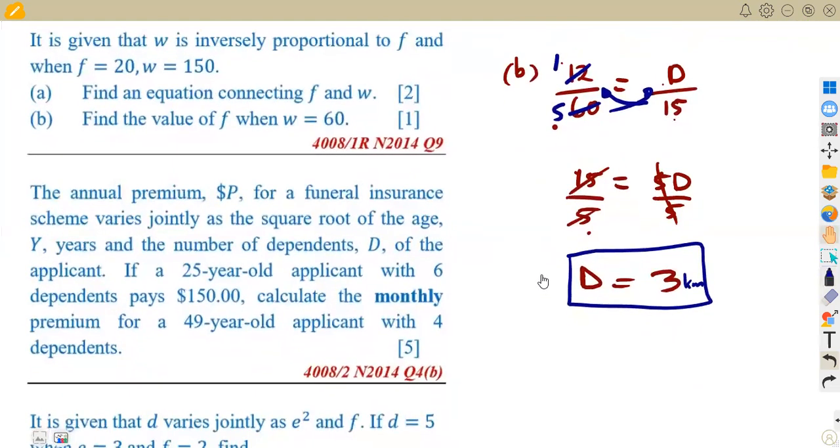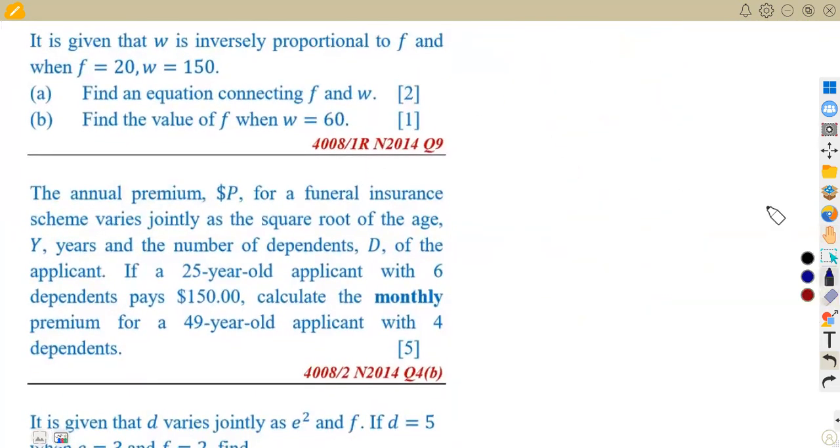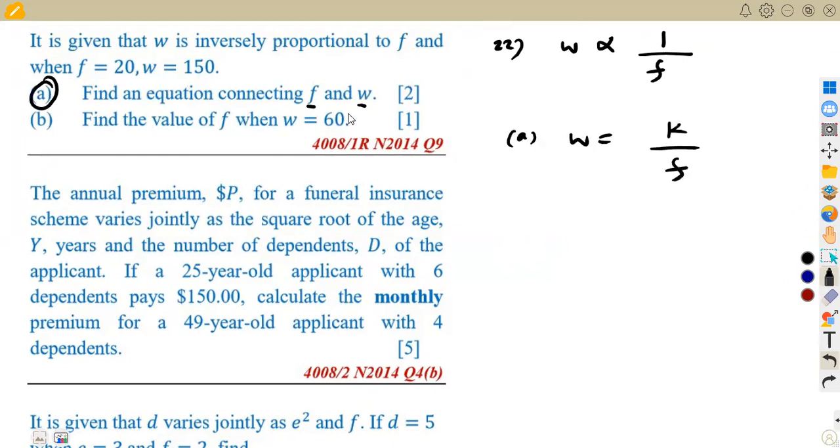Then it is given that W varies inversely proportional. So I think these ones, guys, we are now used to direct and inverse, these typical questions. So here W varies inversely proportional to F, so it's going to be 1 over F. We are asked to express the equation of F and W. So that is the A part. So you need the constant. It's going to be W equals K over F. With the value of F that we are given and W, we can substitute our W there, it's 150. So 150 is equal to K over F, which is 20 in this case.